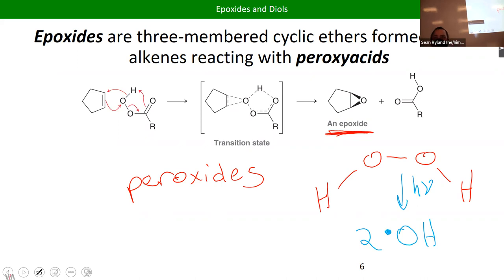Because when you shine light or add heat, you split that bond homolytically. You split it symmetrically, which means each of the oxygens takes one of the electrons in that bond. And so you make something that's really unstable. Yeah? Bingo. Anything that you see in those opaque brown containers or black containers, it's because it's light sensitive.